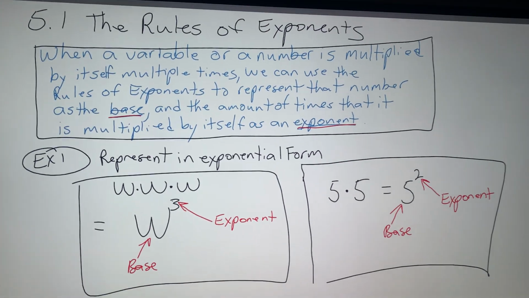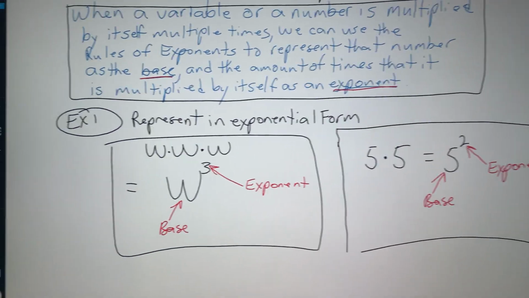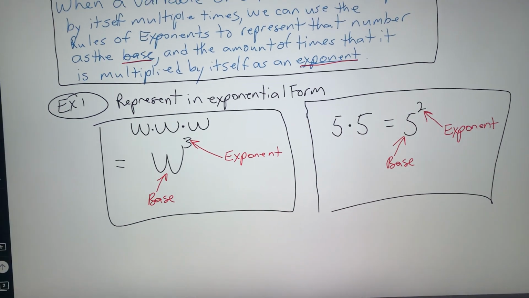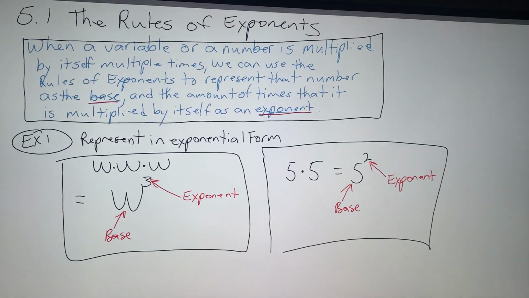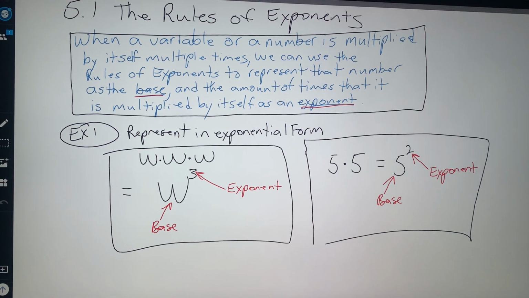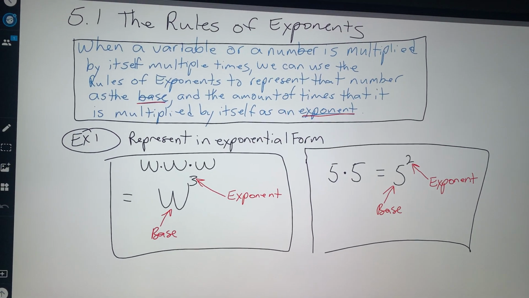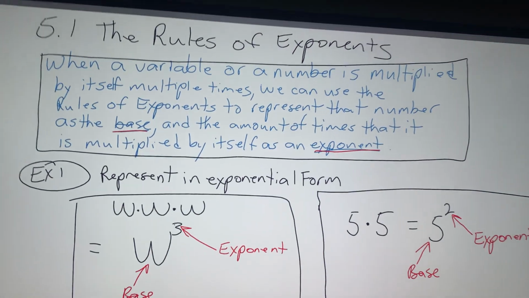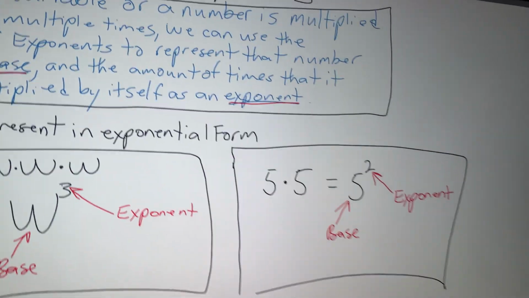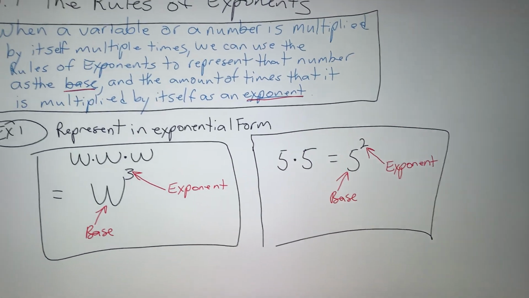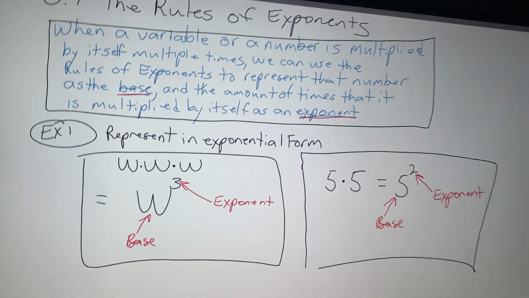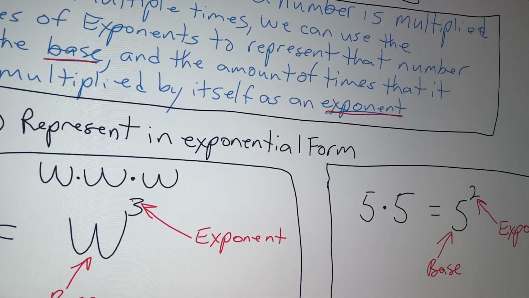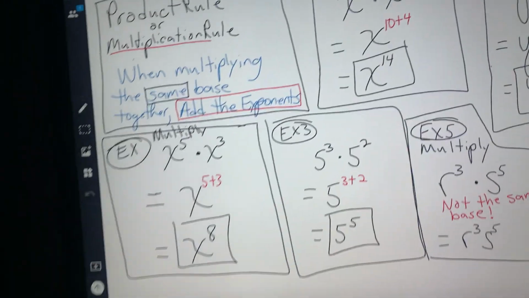The rules of exponents. So here you can see if you're multiplying the same base, you add the exponents. As long as it's the same base, you can add the exponents. So w is multiplied by itself 3 times, so it gives you a third exponent. And 5 is multiplied by itself 2 times, so it's 5 to the second power. As long as it's the same base that's being multiplied, you just add the exponents.